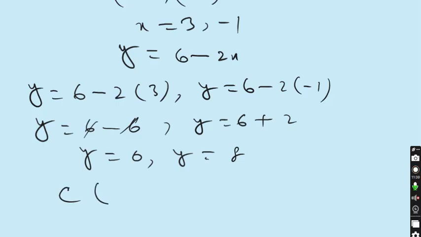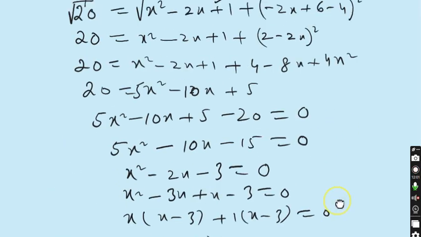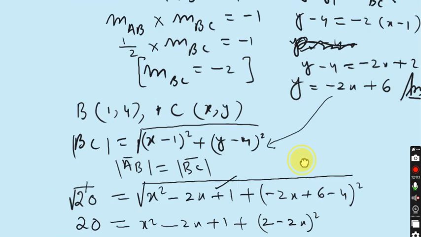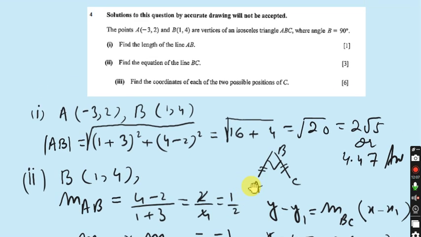Hence the coordinates of C are: when x is 3, y is 0, or when x is minus 1, y is 8. This is the answer of the last part. There are two possible positions of C, that is (3, 0) or (minus 1, 8), and this is the whole question. I hope you completely understand question number 4.